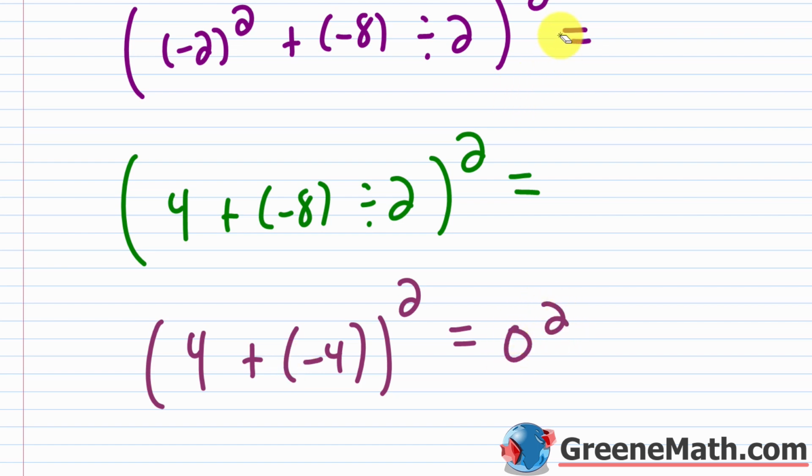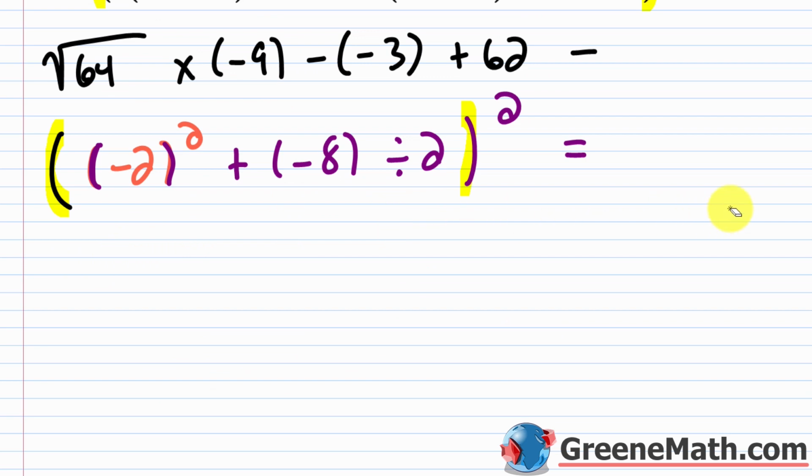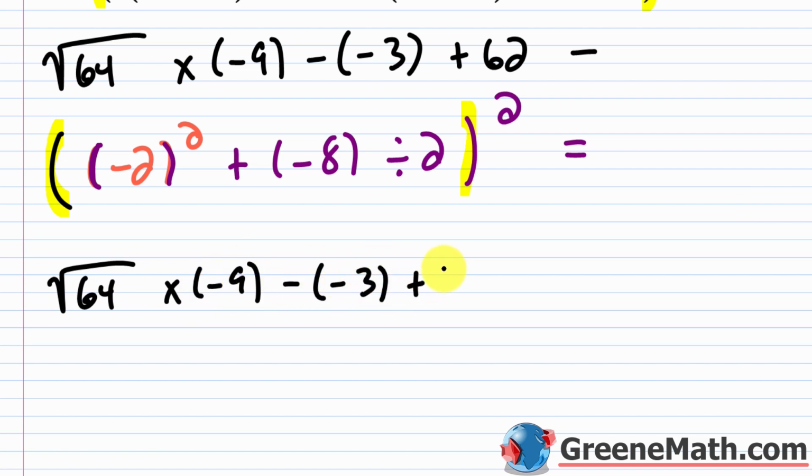Let me get rid of all this, and let me come back up and get rid of this border. I'm just going to copy things again. So I have the square root of 64 times this -9, then minus this -3, then plus 62, and then minus, this is going to be 0 squared. Okay, so I've dealt with all the parentheses and the grouping symbols. So now I want to move on to exponents.